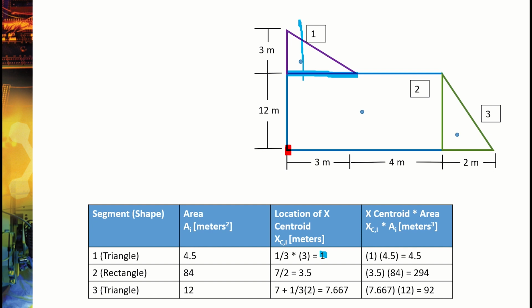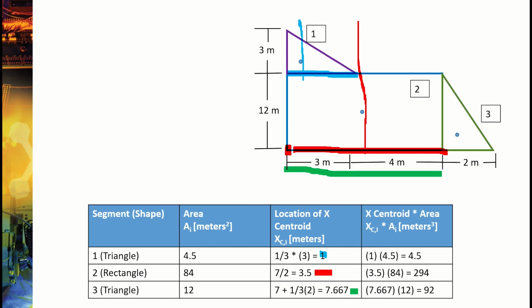If we look at the rectangle, our rectangle had been 7 meters. And we know that the center of mass of a rectangle from our x equals 0 is going to be equal to 3.5. And last but not least, our final triangle, which we have on the far right edge, has a center of mass of 7.67. The reason being that that's going to be 7 plus 2 over 3. And we know that 2 over 3 is 0.667. And that's the center of mass of this shape right there.